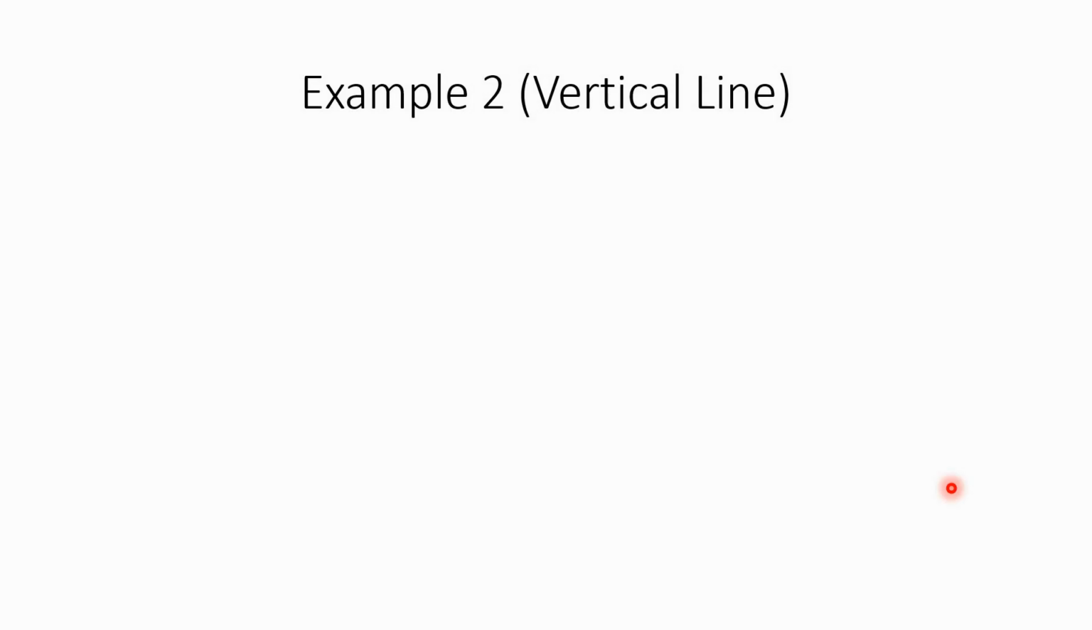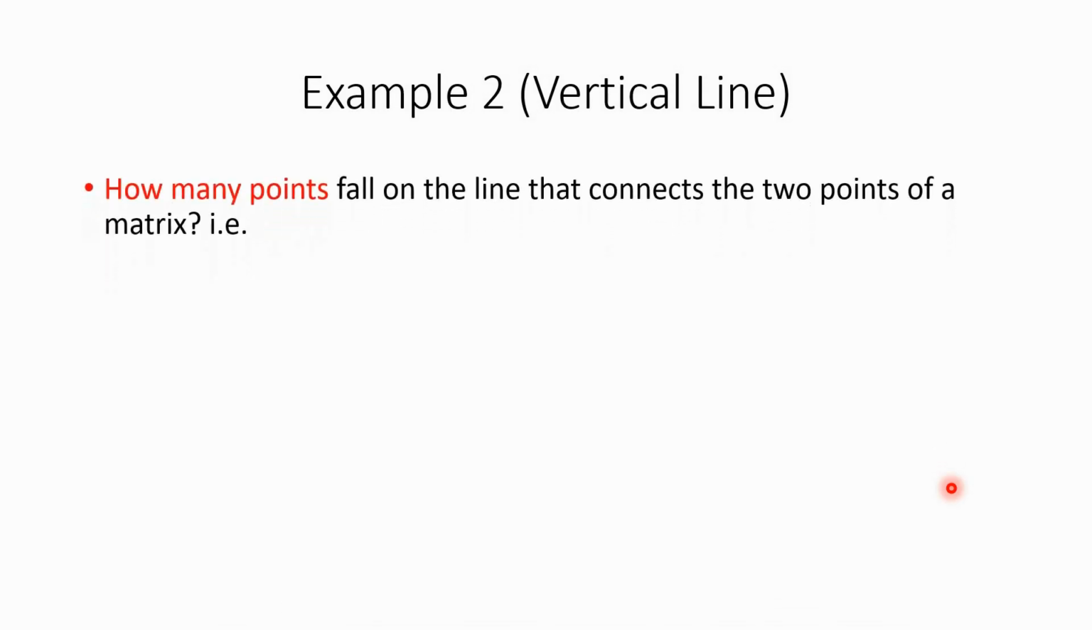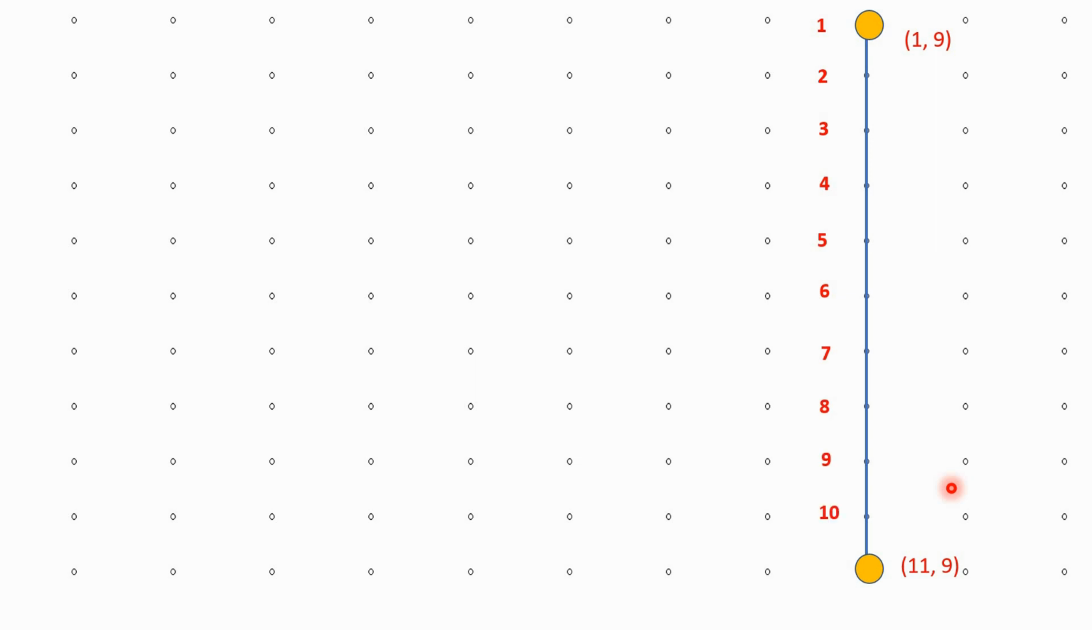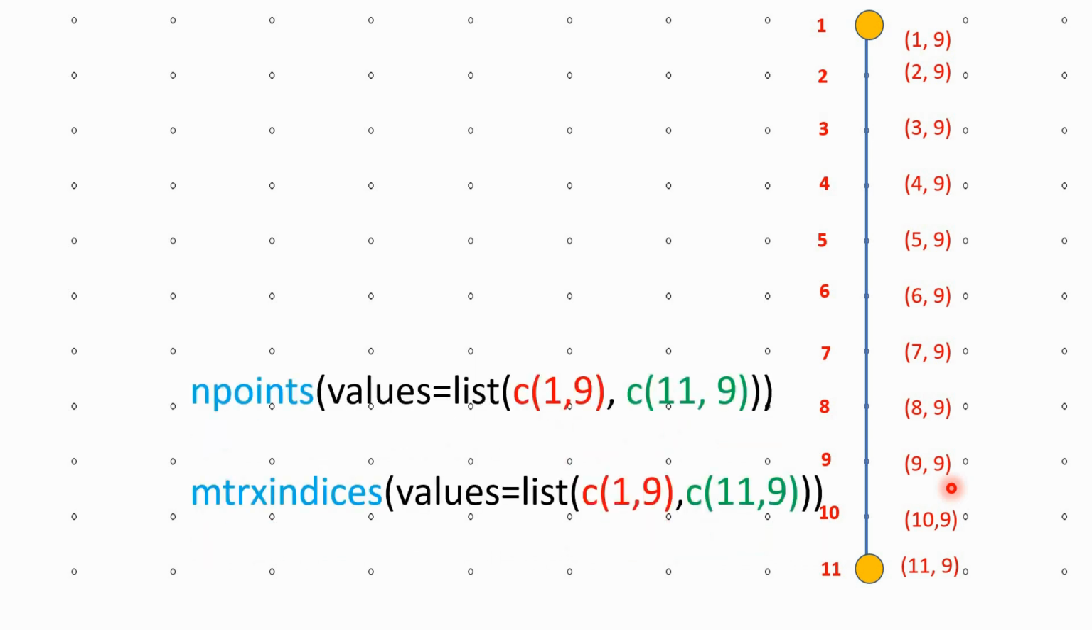Okay, now let's take another example of a vertical line. So how many points fall on the line that connects the 2 points of a matrix from 1, 9 to 11, 9? For example, this is the first point at 1, 9, and this is the second point at 11, 9. We are connecting these 2 points. Then we count the number of points. They are 11. And these are the indices of all those points. And this is how you will find out the number of points and their indices using my 2 functions.